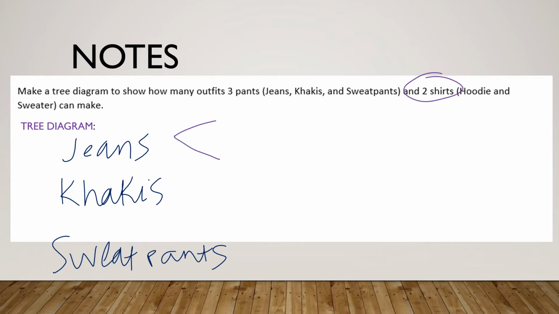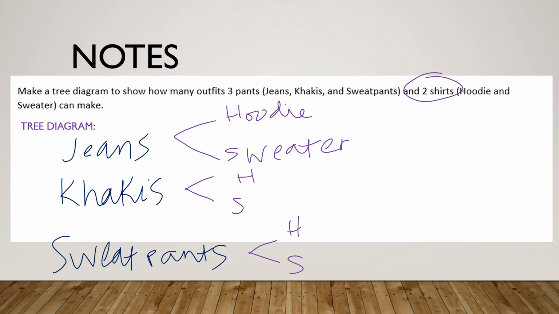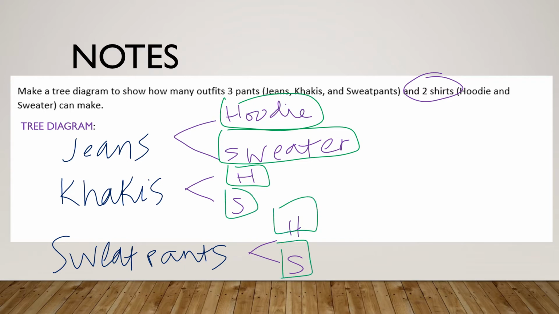Then for all of those pants options, I have 2 shirt options. So with my jeans, I can wear my hoodie or I can wear my sweater, and I'm just going to abbreviate those with an H and an S for these next ones. For the khakis, I can wear a hoodie or a sweater, and then for my sweatpants, I can wear a hoodie or a sweater. Okay, so these at the end tell me how many options I have. So I have 1, 2, 3, 4, 5, 6 outfit choices. So your answer for this one would be 6 outfits.